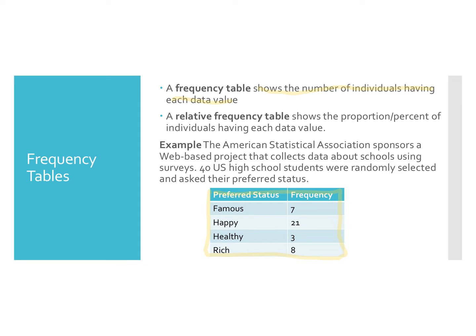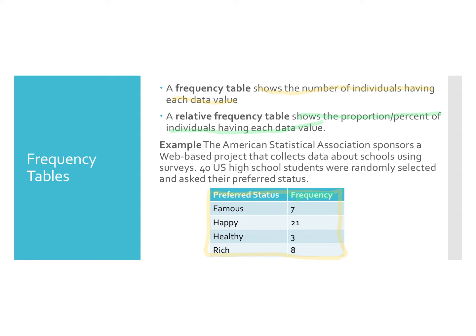A relative frequency table shows the proportion or percent of individuals having each data value. So what that means is, instead of counts in this column, they would be converted to percentages. And if we look at our example here, the American Association sponsors a web-based project that collects data about schools using surveys. 40 high school students were randomly selected and asked their preferred status. So this would be an example of a frequency table.